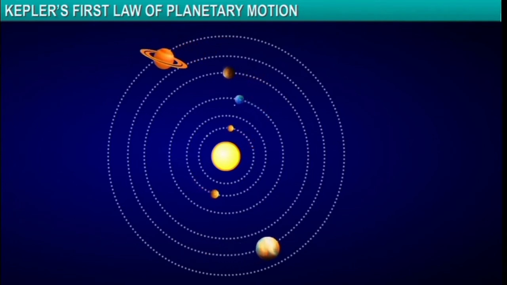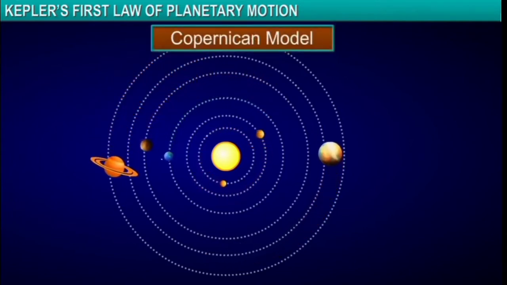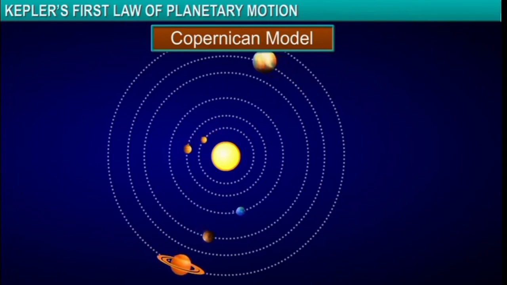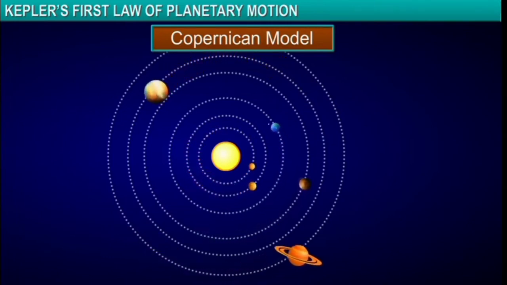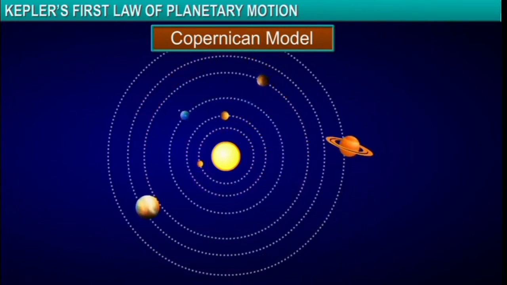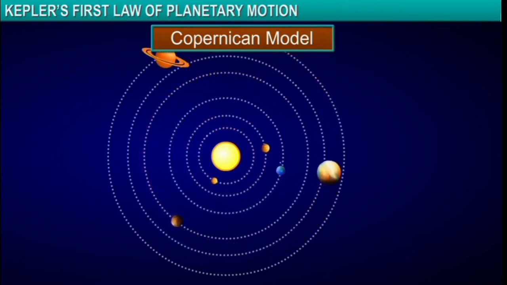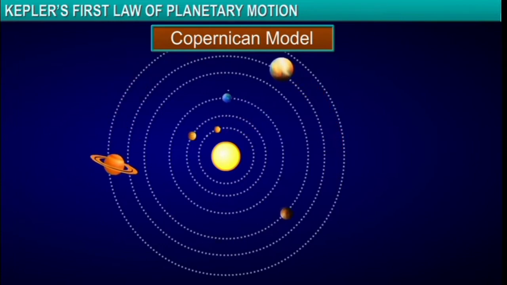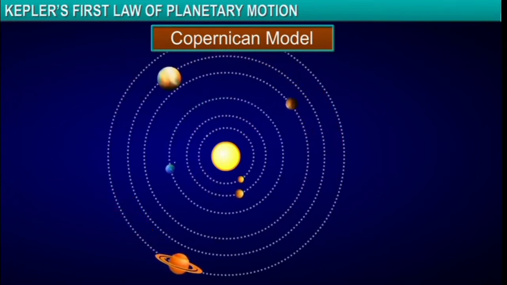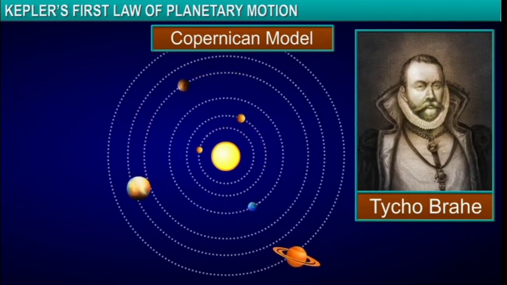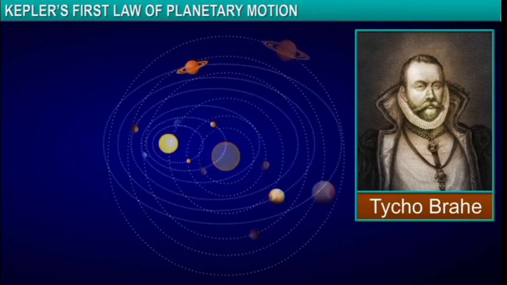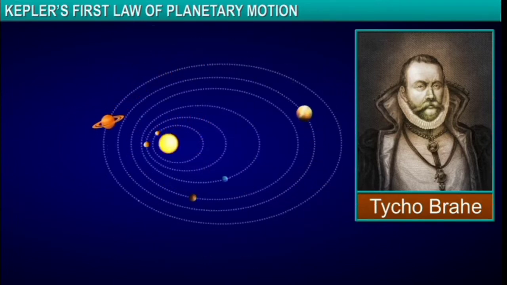Kepler studied the Copernican model that showed the Sun at the center of the solar system, with planets revolving around the Sun in circular orbits. He detected shortcomings in the Copernican model, using the data gathered by his teacher Tycho Brahe, and concluded that all the planets revolve around the Sun in orbits, which were elongated rather than perfect circles.